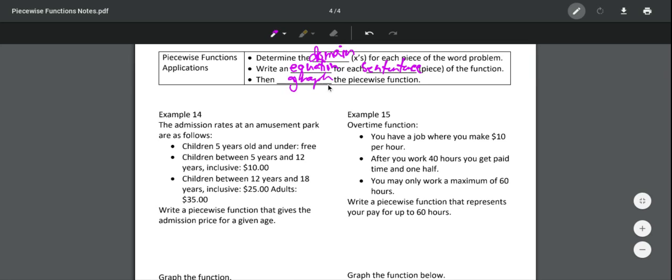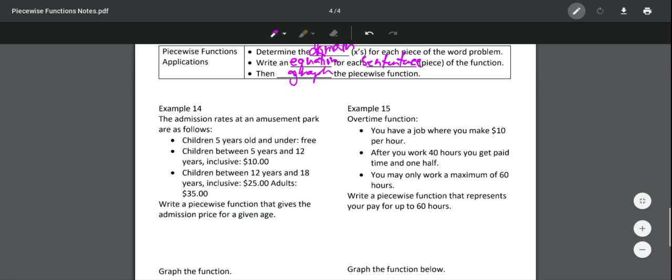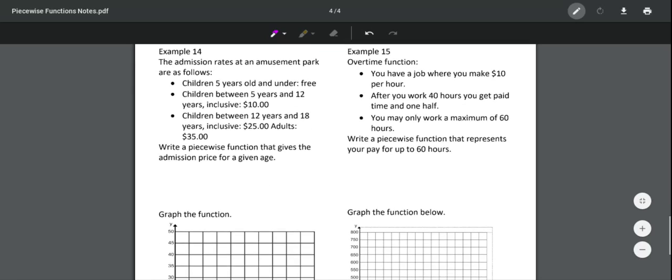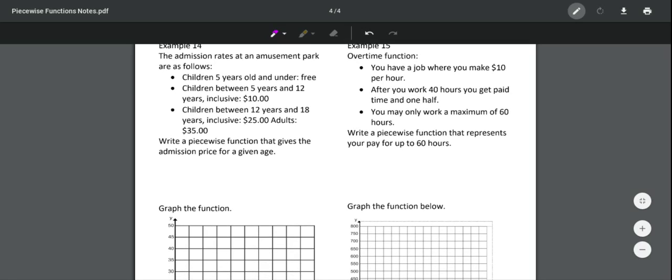So if we look at these 2 examples down here, ooh, that chicken scratch looks bad. Hopefully you were listening along. So the admission rates at an amusement park are as follows. Children 5 years old and under are free, and children between 5 years and 12 years. So those are our x values. So this is our x's. If you are less than 5 years old, then you're free.